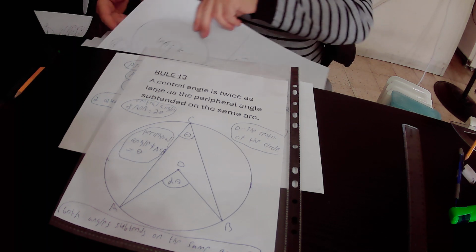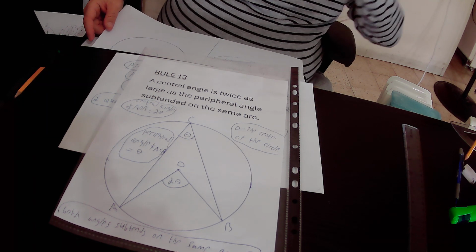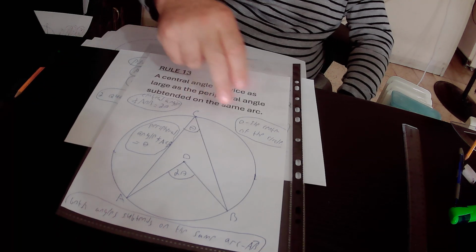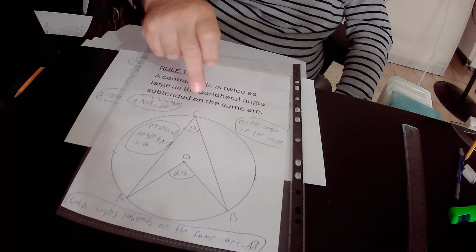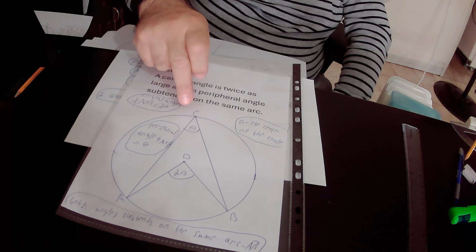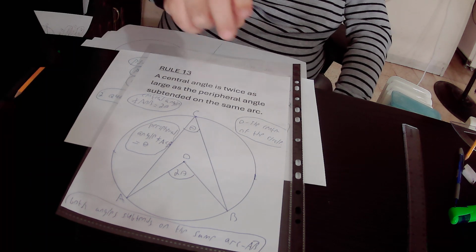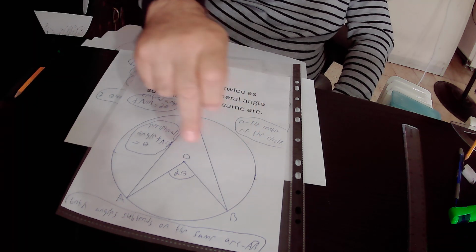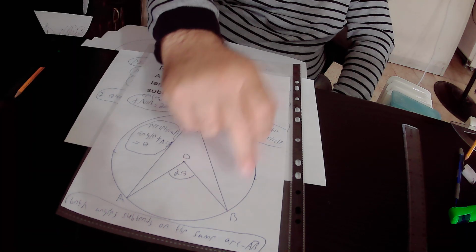According to rule number 13, a central angle is twice as large as the peripheral angle subtended on the same arc. In the drawing we have this circle. Inside this circle we have peripheral angle ACB. This peripheral angle ACB equals theta in its size, and it is subtended on arc AB. In addition, in this drawing we have the central angle AOB.